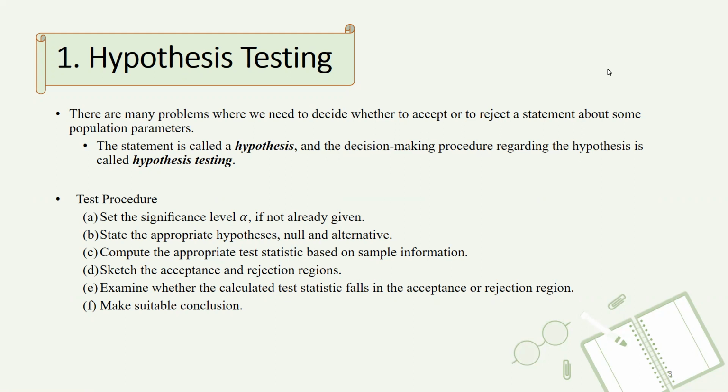Second, state the appropriate hypotheses, null and alternative. The null hypothesis is usually the more usual case, and we sometimes call it H0 as well. The alternative hypothesis is a case opposite to the null. Sometimes we call it H1 or HA.